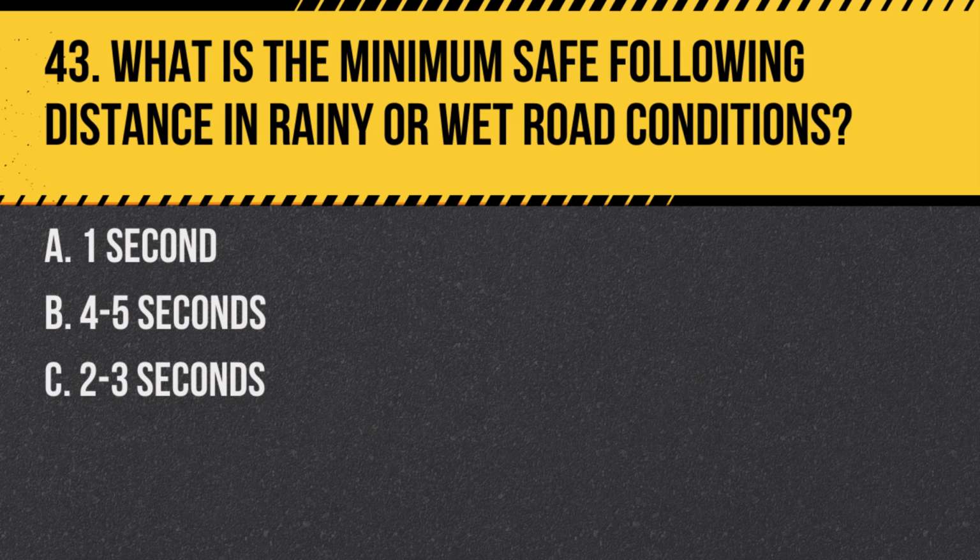Question 43. What is the minimum safe following distance in rainy or wet road conditions? A. 1 second. B. 4 to 5 seconds. C. 2 to 3 seconds.